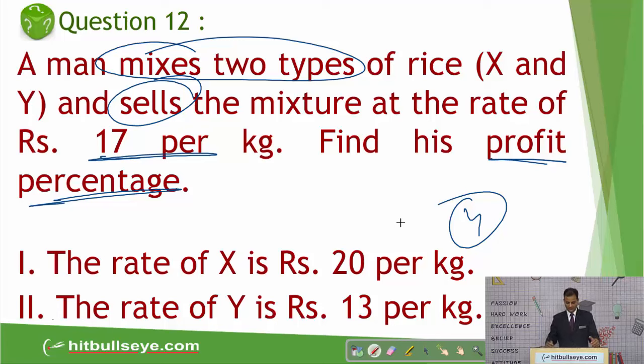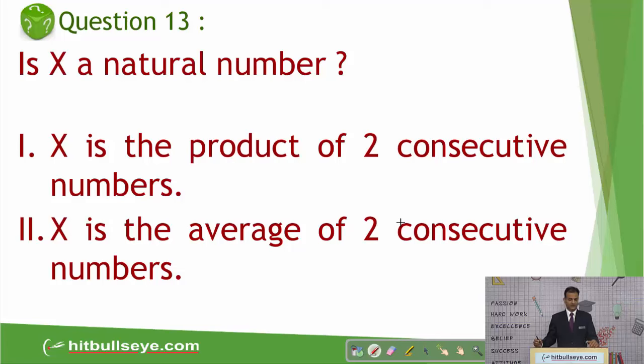Now the next question: is X a natural number? This was a very old question from another exam, from last year. Typical question: X is the product of two consecutive numbers. Generally most students will do this: 1 into 2 is 2, natural; minus 2 into minus 3 is again 6, natural. They will say, sir, we are getting the answer that if X is the product of two consecutive numbers, X will be natural.